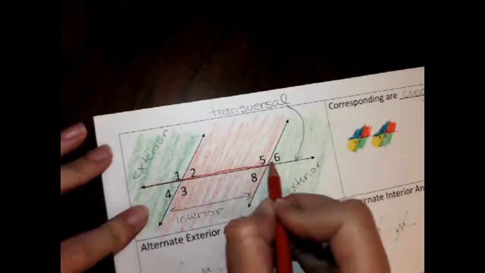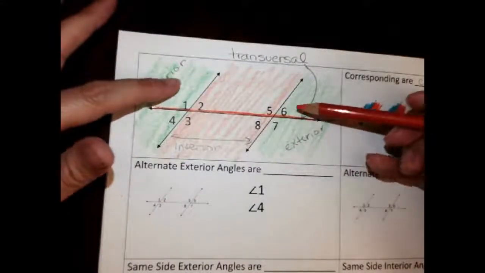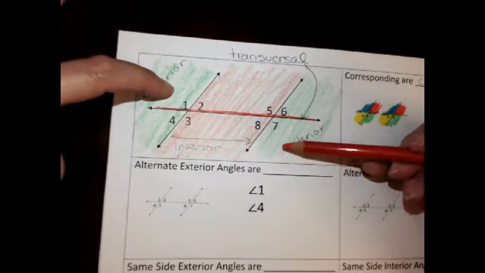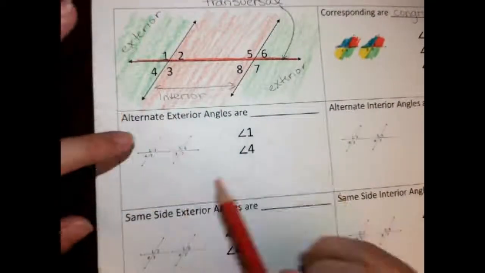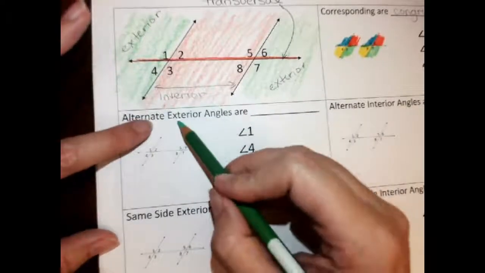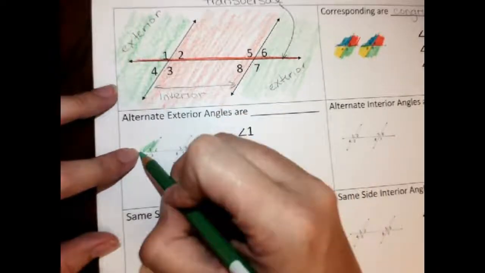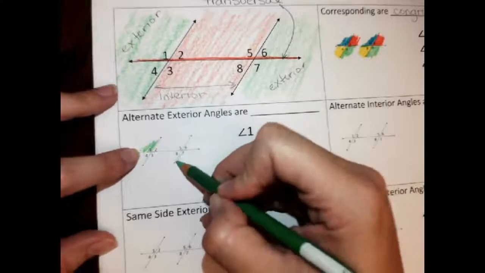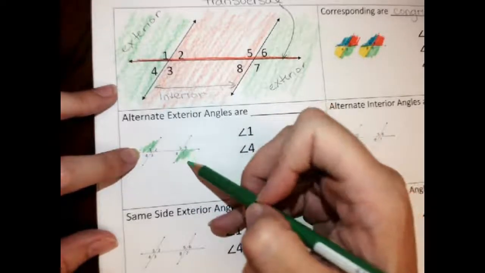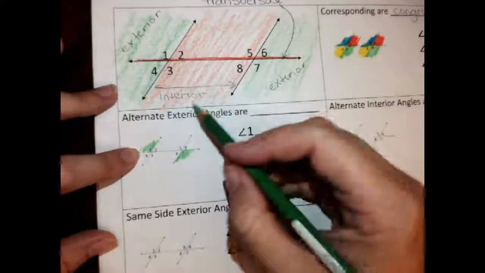So I'm talking about whether they're on the same side of the transversal or alternate sides. Alternate means one side and then the other. So alternate means I have one on one side and one on the other. So for instance, these are on the exterior, so we're talking about outside here, and this one on this side, and then on the other side of this line here. Alternating top and bottom. So 1 and 7 are alternate exterior angles.